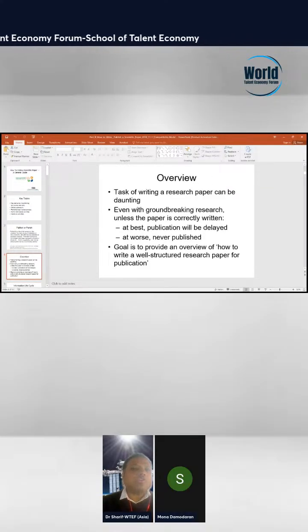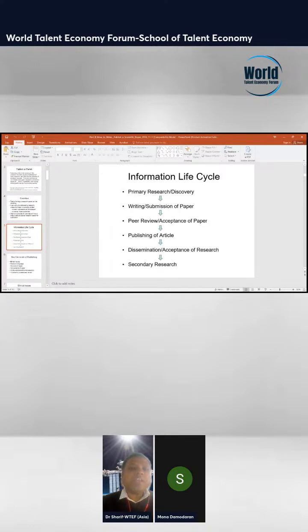So if you focus on our overall process, the task of writing a research paper can be daunting, even with groundbreaking research, unless the paper is correctly written. At best, publication will be delayed; at worst, never published. The goal is to provide an overview of how to write a well-structured research paper for publication. So here is the process.